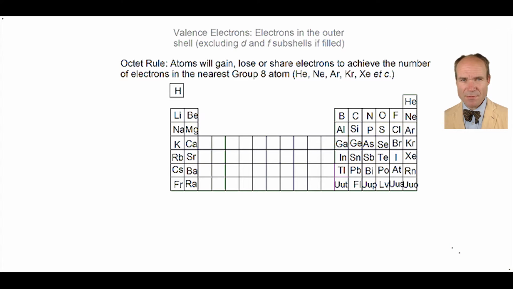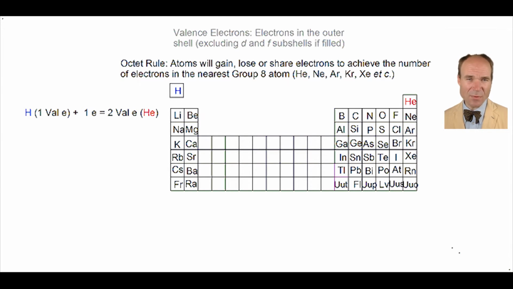The first case we will look at is hydrogen. The group 8 atom nearest hydrogen is helium. Hydrogen has 1 valence electron, whilst helium has 2 valence electrons. So, hydrogen needs to find 1 extra electron in order to receive the octet rule stability.